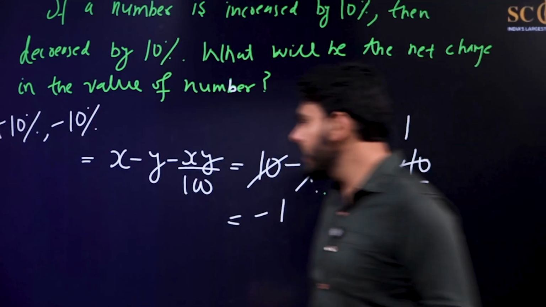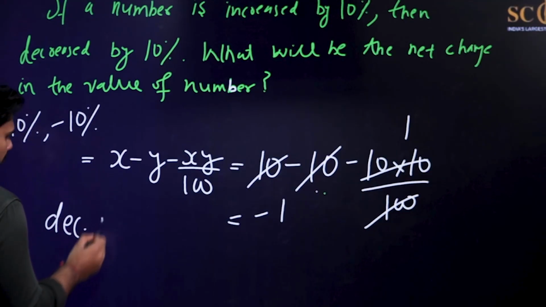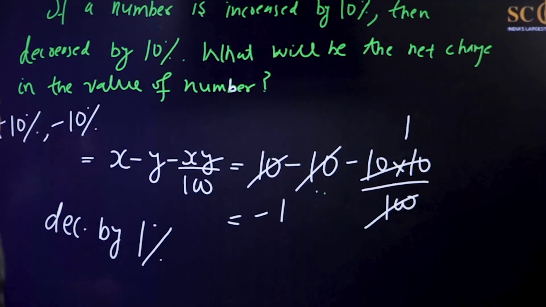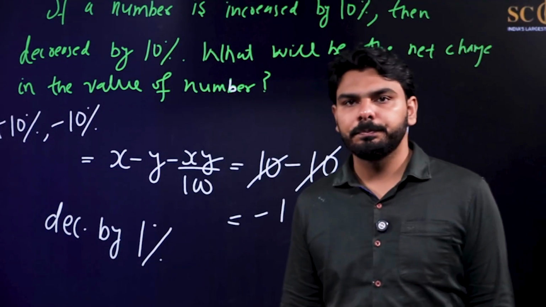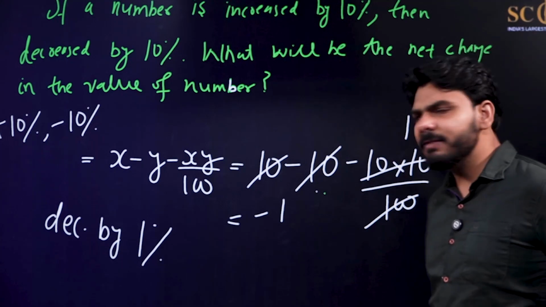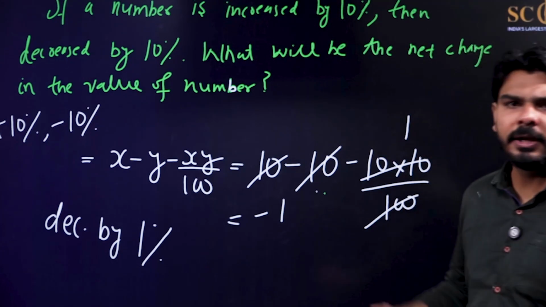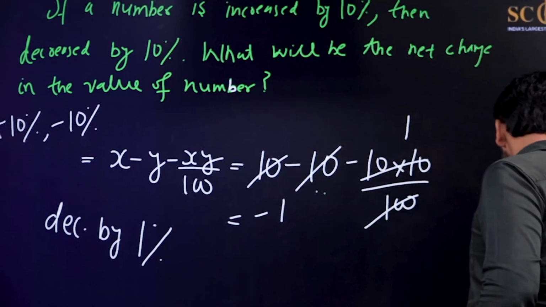So what is the net change in the value of the number? It will be decreased by 1%. So this will be the answer. I hope this one is clear to everyone. The net change in the value of the number is a decrease of 1%. So let us now move on to our next question.